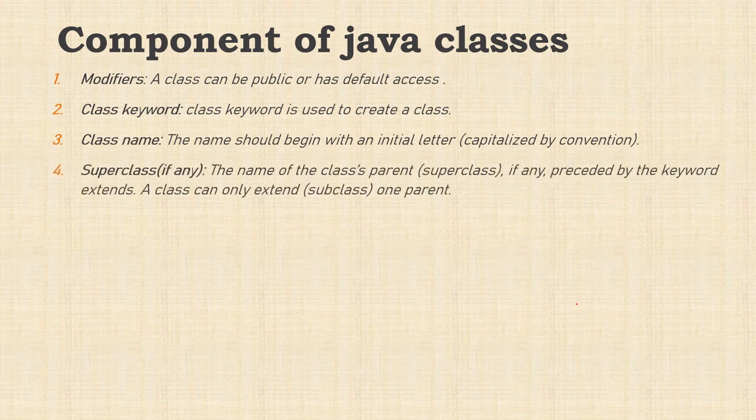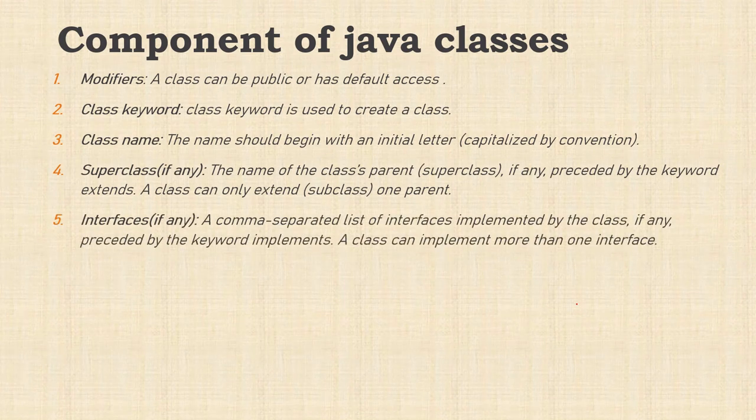Superclass, if any: the name of the parent class, if any, preceded by the keyword extends. A class can extend only one parent. In the case of a superclass and child class scenario, with the help of the extends keyword, you can extend the properties of your parent class or superclass inside your child class or subclass. The parent class is also known as the superclass, and the child class is also known as the subclass. We can see that concept in inheritance.